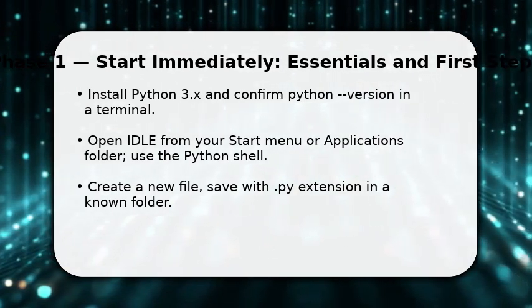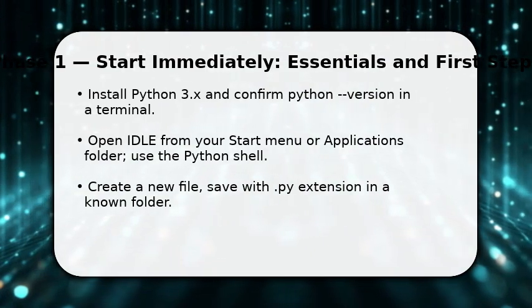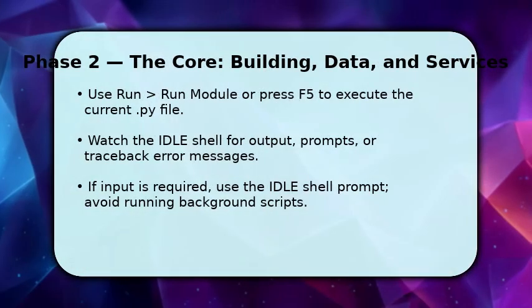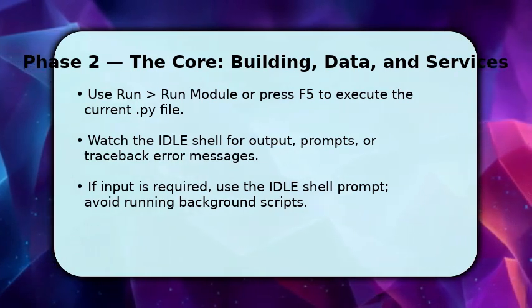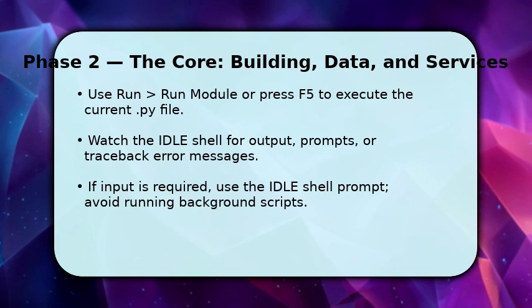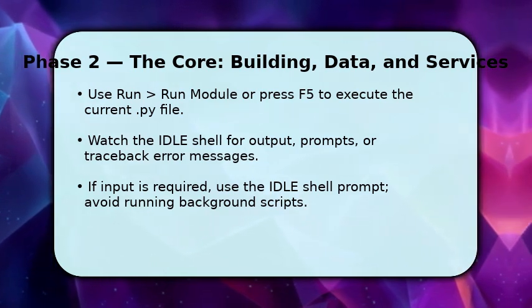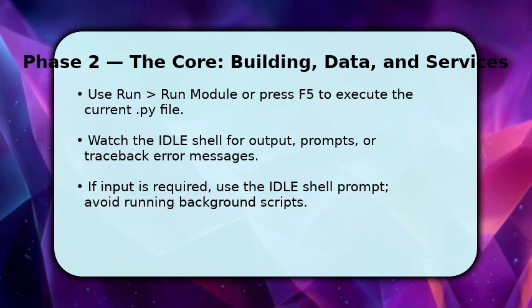Now you execute and observe. With your editor focused, choose Run Module or press F5. IDLE sends the code to the shell and displays output there. If you see a traceback, read the last lines for the error type and file location. Those tell you where to fix code.